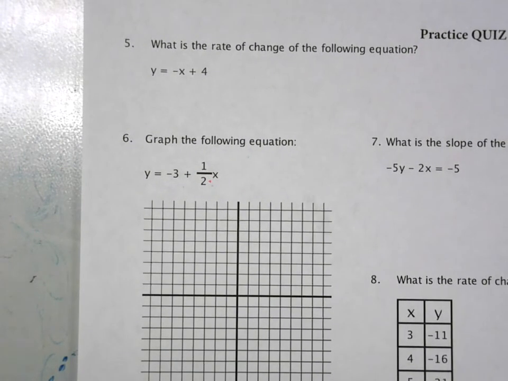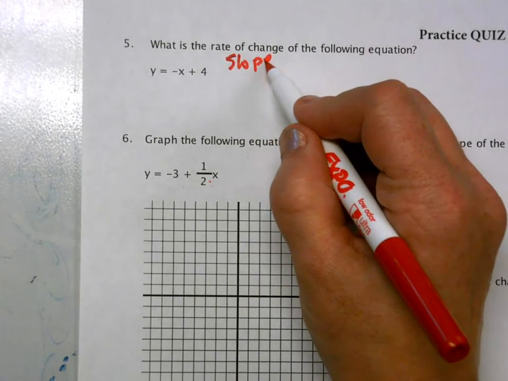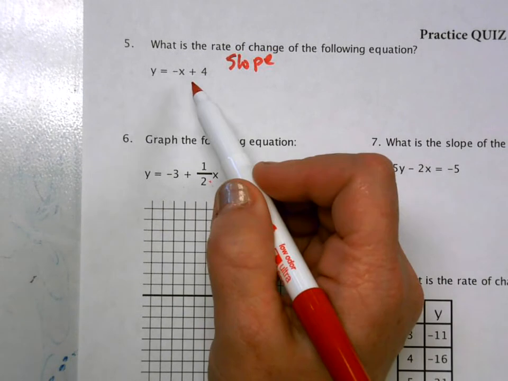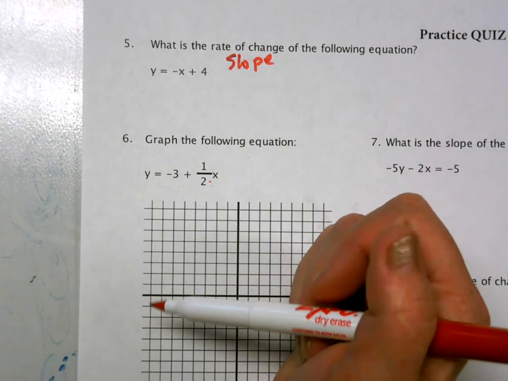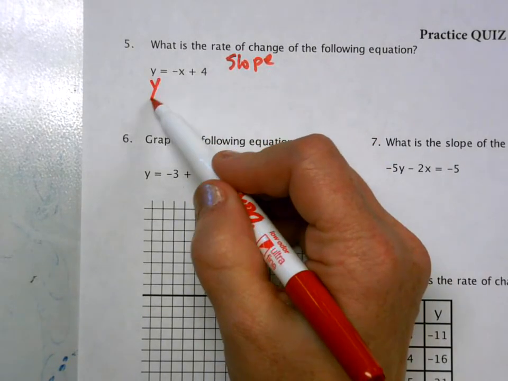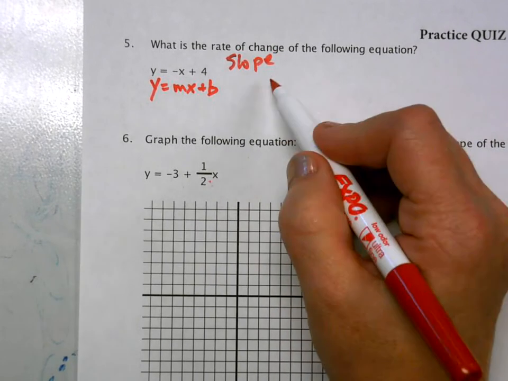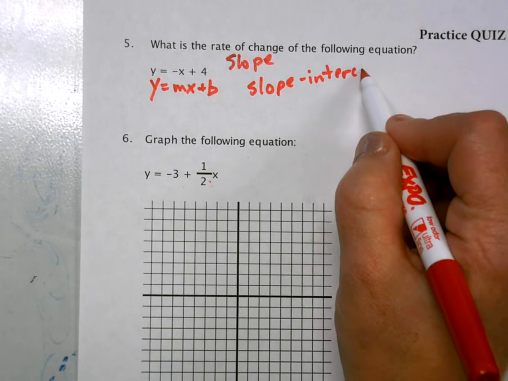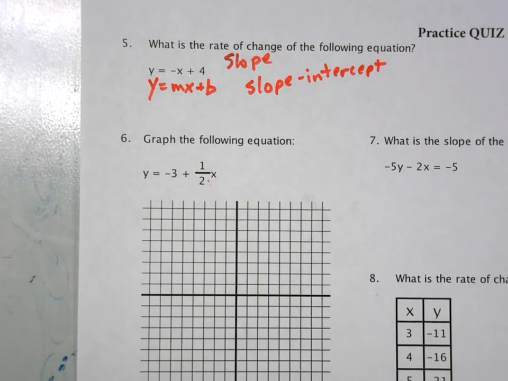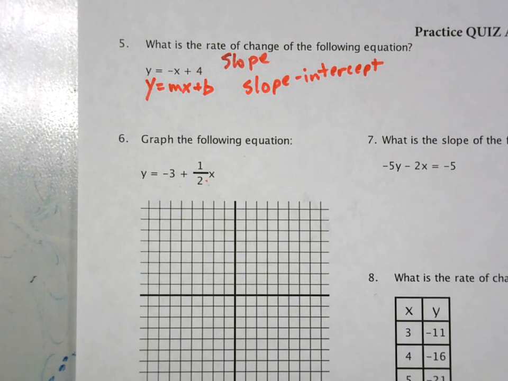So what is question number 5 asking you? What the rate of change is, the slope. The rate of change, that's just the slope. What format is this in? Standard. Not standard. It's in slope-intercept form. So what is my slope going to be?